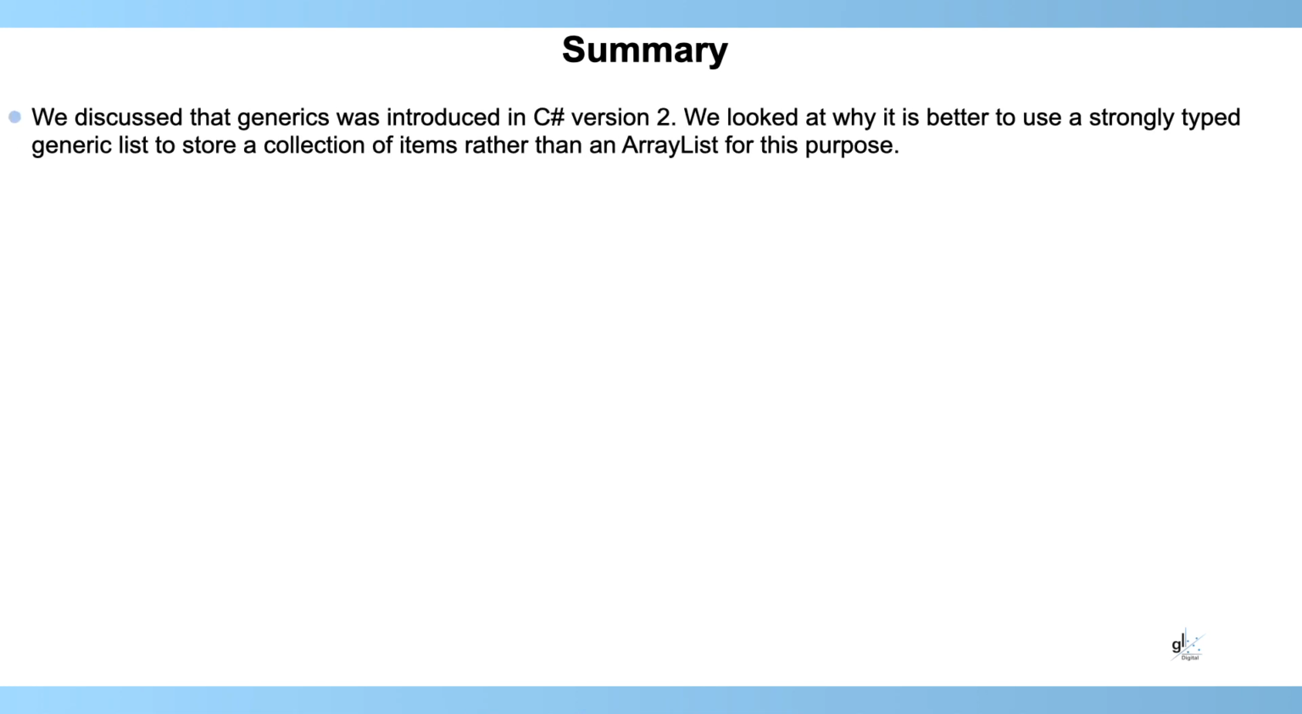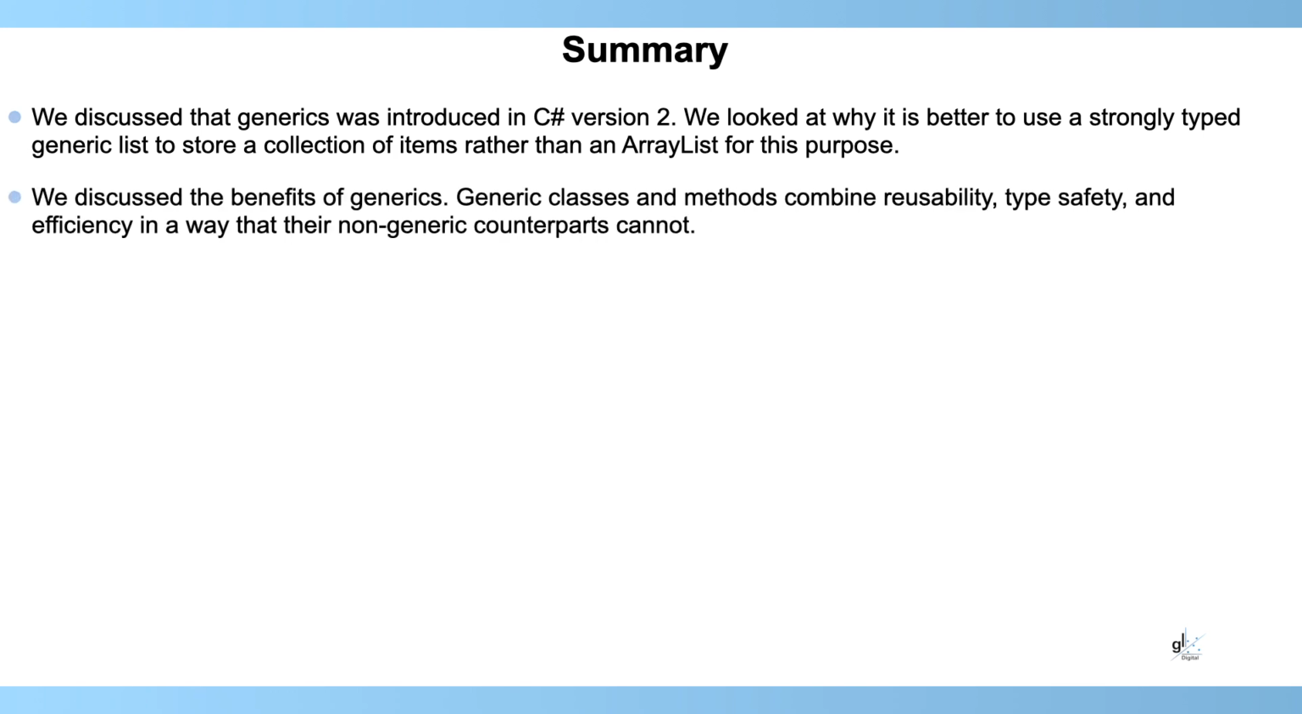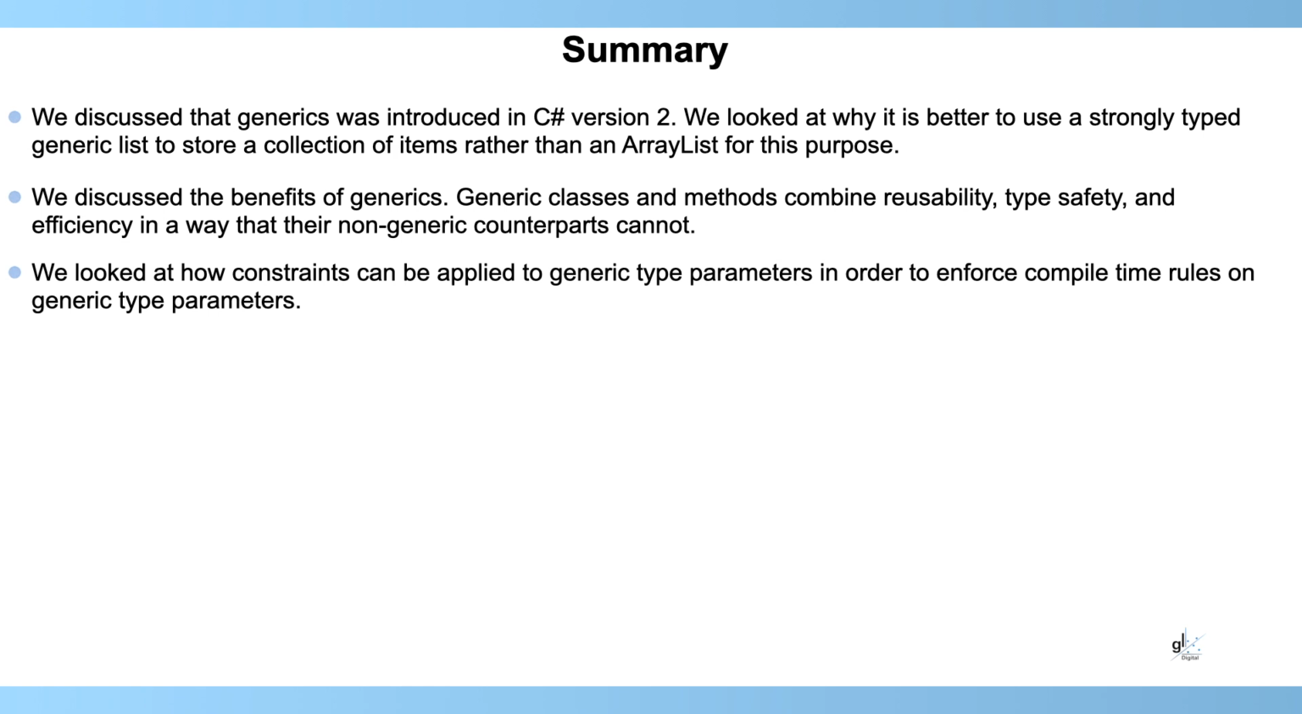In this video series, we discussed that generics was introduced in C# version 2. We looked at why it is better to use a strongly typed generic list to store a collection of items rather than an array list for this purpose. We discussed the benefits of generics. Generic classes and methods combine reusability, type safety, and efficiency in a way that their non-generic counterparts cannot. We looked at how constraints can be applied to generic type parameters in order to enforce compile time rules on generic type parameters. We created a code example representing a warehouse management system.